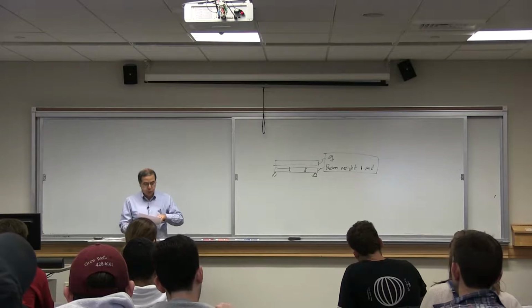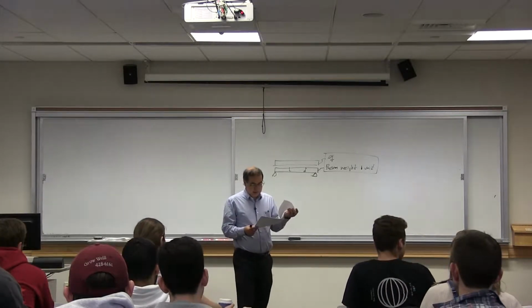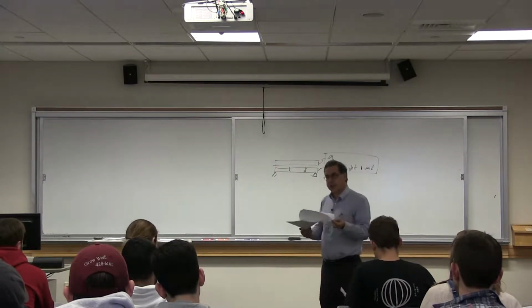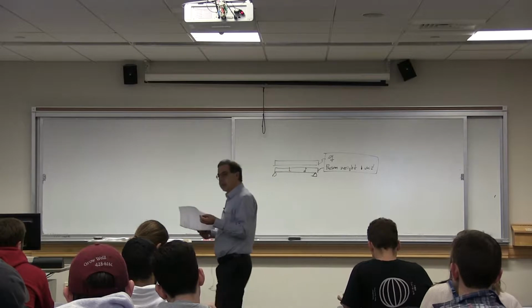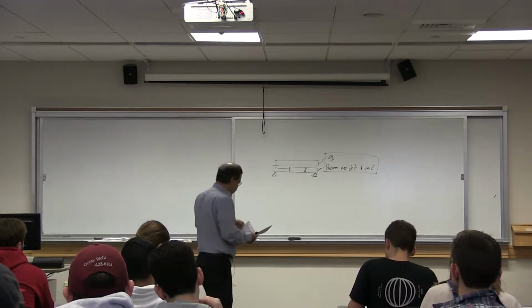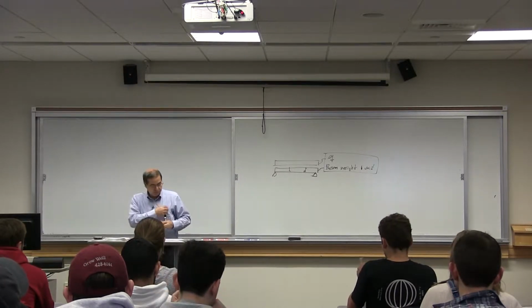Any questions on 2.3? So 2.3 is a T section. What we solved in the class was a rectangular section. What you are solving is a T section. Okay, so if no questions, let's continue where we left off.